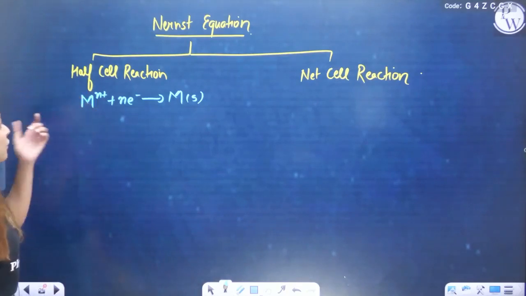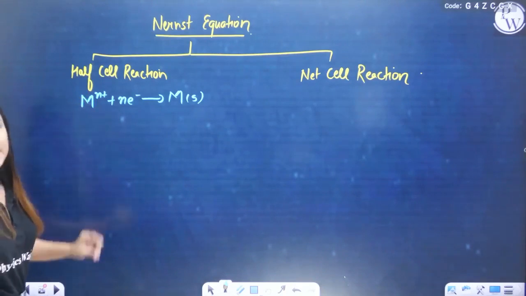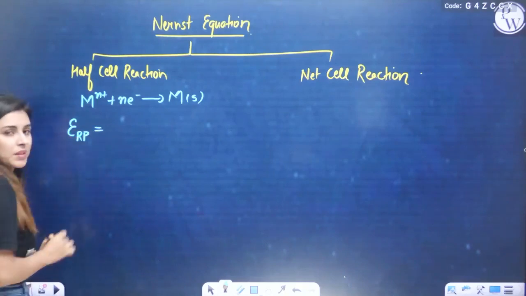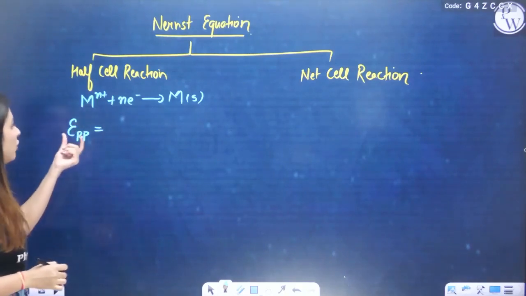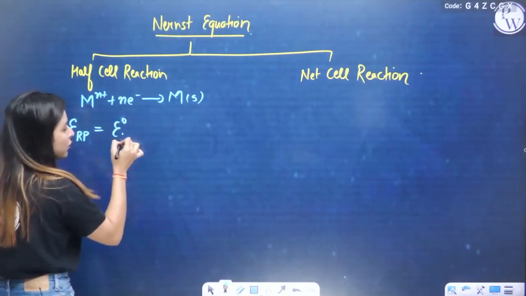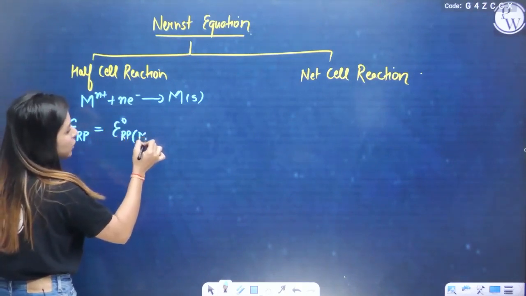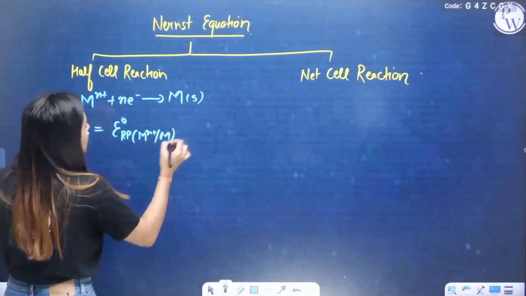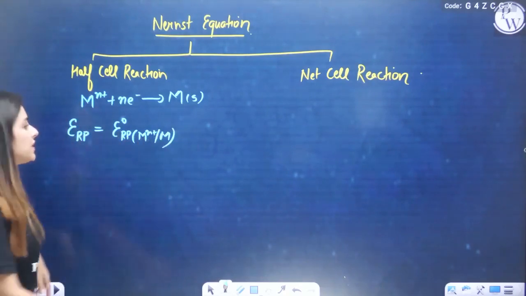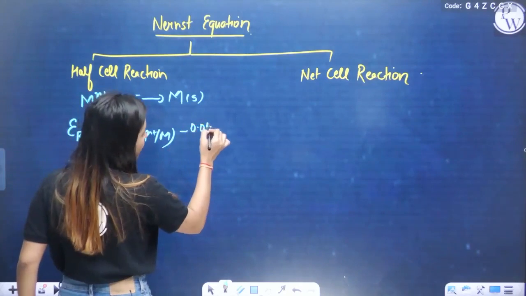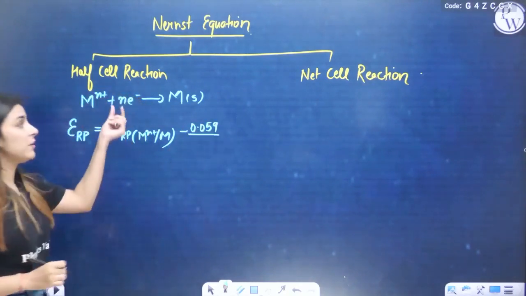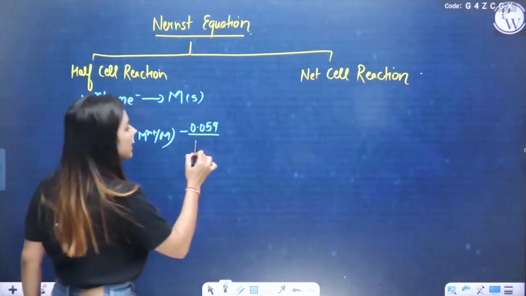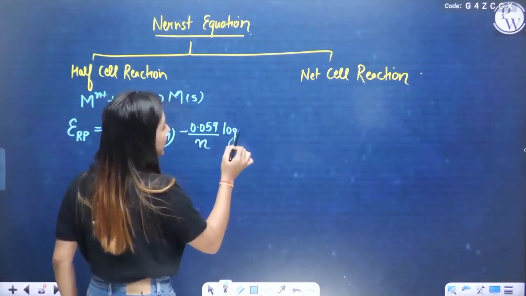So if you want to apply the Nernst equation here, then what will it be? E of reduction potential, now this will not be the standard value. So E of reduction potential will be equal to E naught of reduction potential of M n plus to M, minus 0.059 upon n, how many moles of electrons are being exchanged? n moles of electrons are being exchanged. So here the n value will come, log of, my dear students.